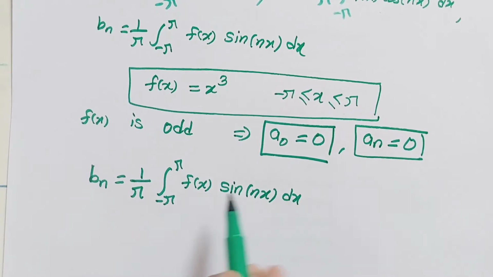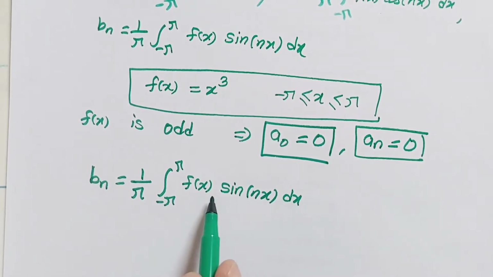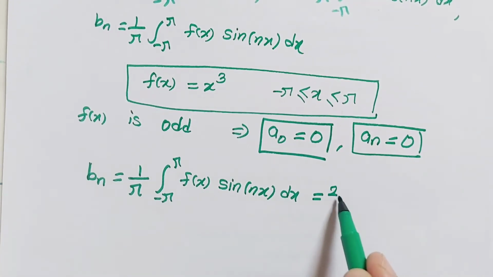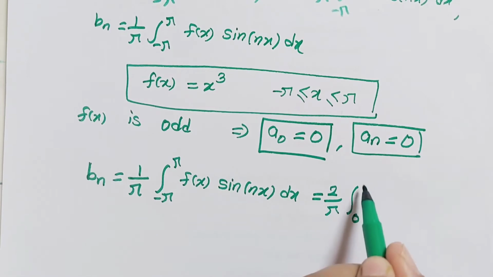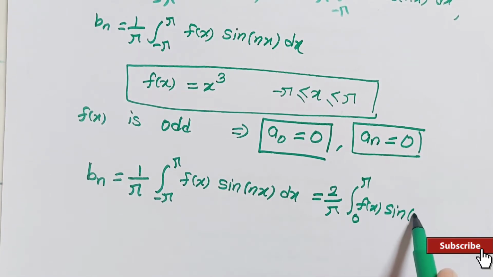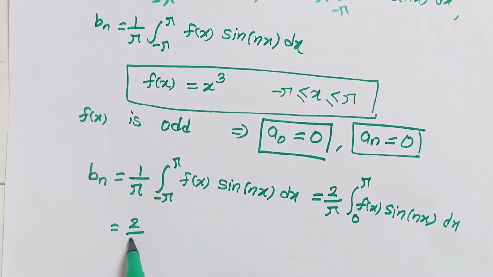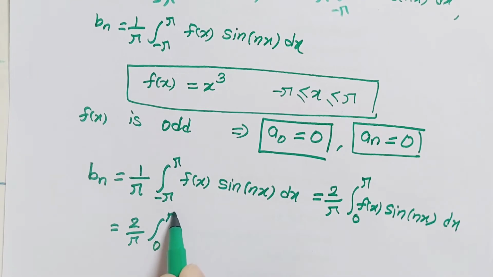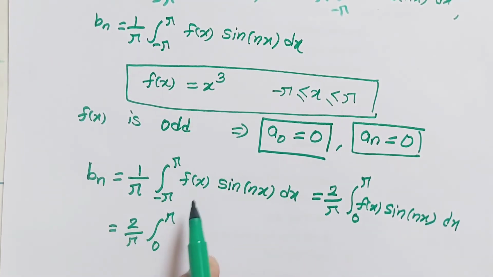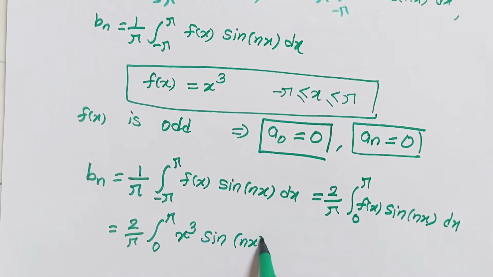So here in bn, this integration contains the function odd and sin is again odd. So the product of odd into odd is even. So we can write this integral as 2 by pi integral 0 to pi f of x sin nx dx. Now put the value of the function. So here 2 by pi integral 0 to pi, the value of the function in the interval 0 to pi is x cube. So it is x cube sin nx dx.